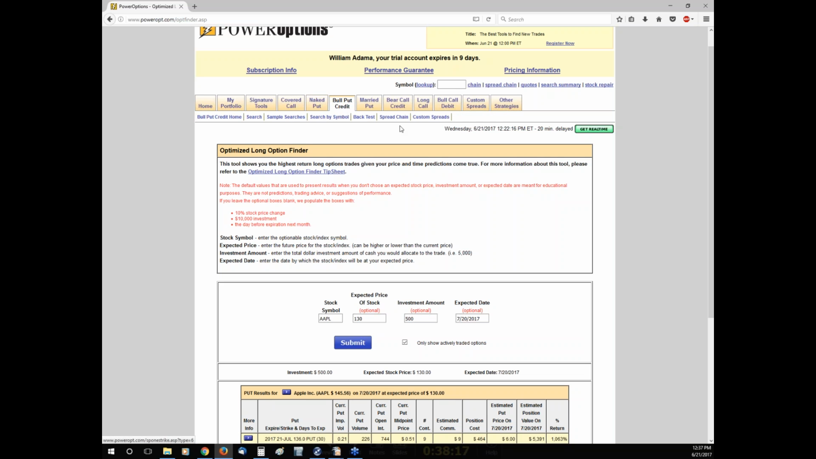Those of you doing credit spreads, take a look at the spread chain. It's using the midpoint for the best calculation. And then married puts, of course, and collars, you want to look at the insurance tool or the search by symbol, long calls, the long option finder.